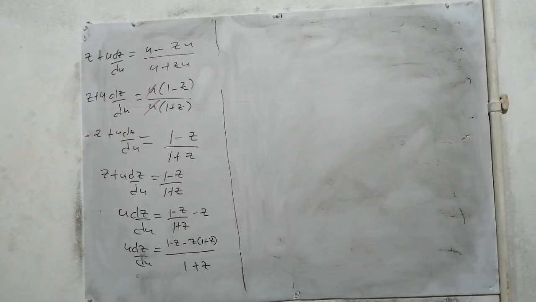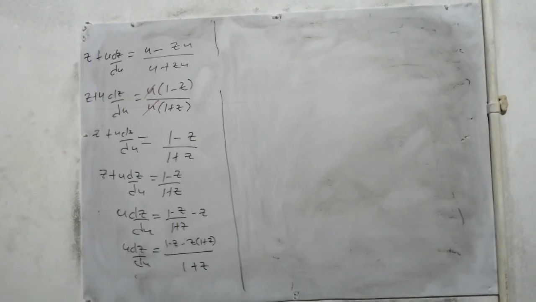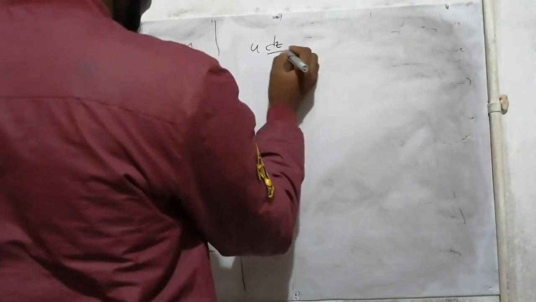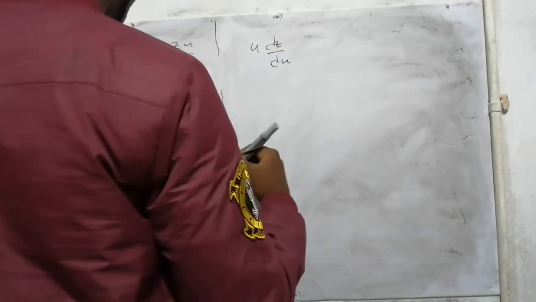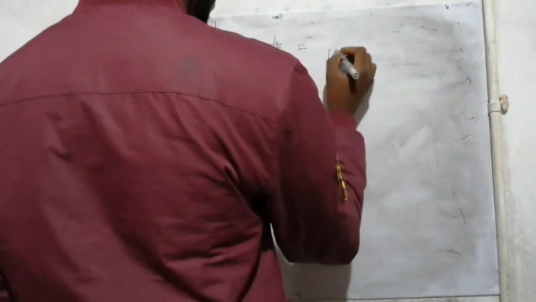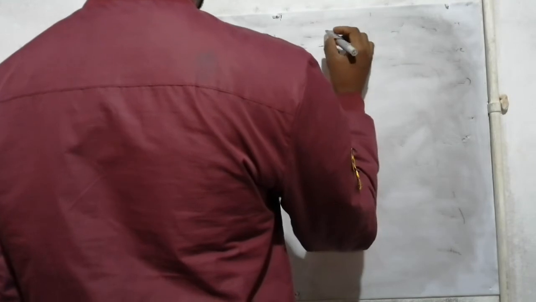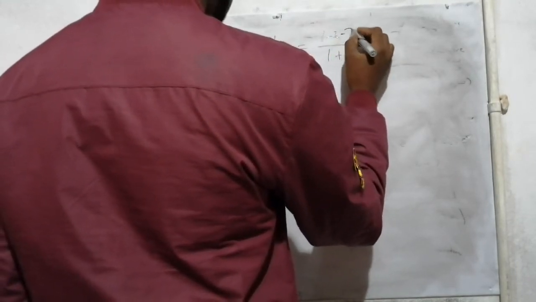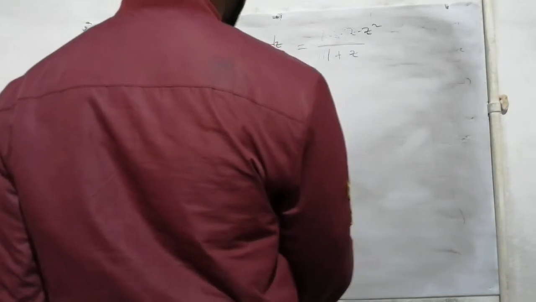So let's continue with our tutorial. So this is going to give us u dz over du equal to (1 plus z) over (1 minus 2z minus z squared).